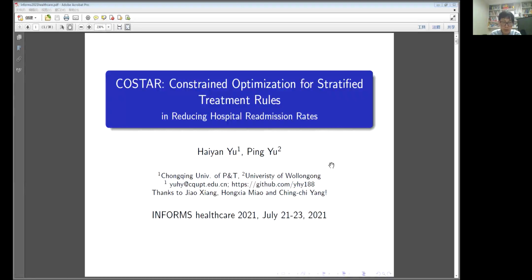Today my topic is about COSTAR, constrained optimization for stratified treatment rules in reducing hospital readmission rates. This work is in cooperation with Professor Ping Yu from the University of Oregon. Thanks to Jiao Xiang, Hongxia Miao, and Jinqi Yang.